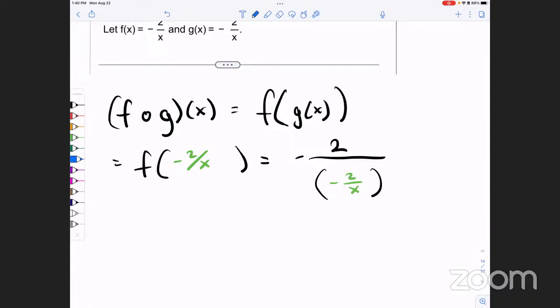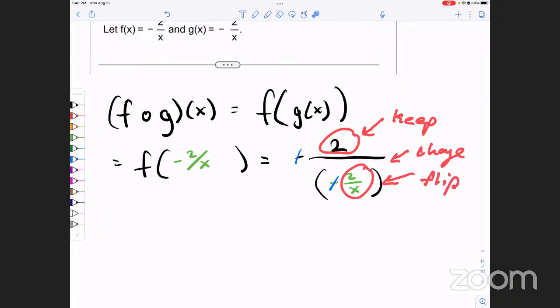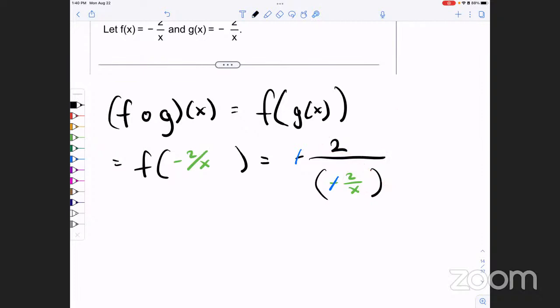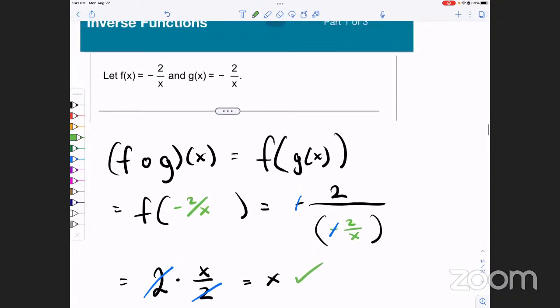Off the rip, we got a double negative on top, which cancels the negative on bottom. And then this is basically one fraction divided by another fraction, so we can use keep, change, flip. We keep the first, change division to multiplication, and flip the second fraction. So it's going to become 2 times x over 2. You have a 2 on top, it's going to cancel the 2 on bottom, and we're left with our desired result of x, all right? So then we did f compose g.